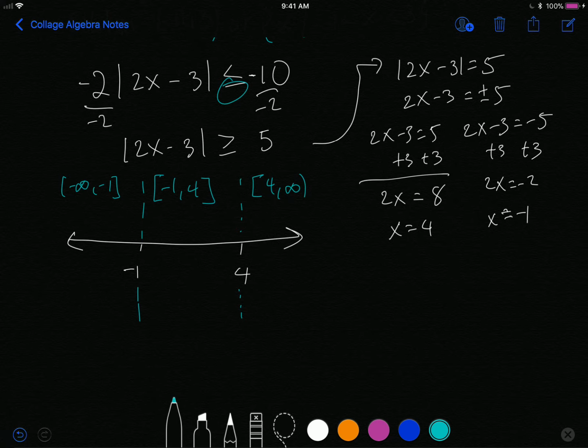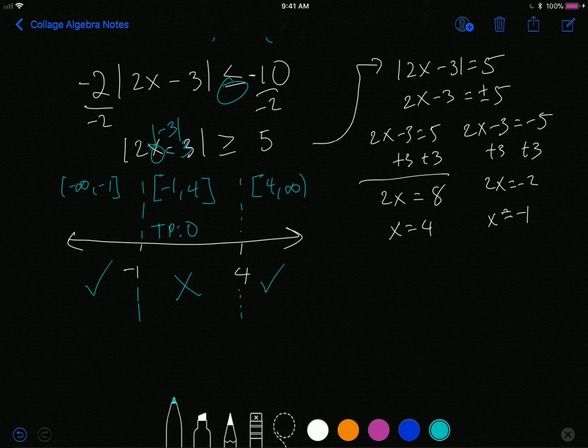Again, 0 happens to be in the middle. It's the easiest number to test. So I take 0 and I plug it in. Well, 0 times 2 is 0. 0 minus 3 is negative 3. The absolute value of negative 3 is 3. Is 3 greater than 5? No, it is not. And that would automatically mean that these two right here are the correct regions.